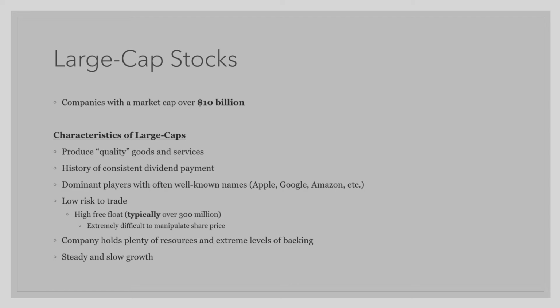The third type of stock are known as large cap stocks. These are companies with a market cap over $10 billion. Large caps are also identified by a series of characteristics. For example, large caps produce quality goods and services. They hold a history of consistent dividend payments. They are also dominant players with often well-known names such as Google, Apple, Amazon, and so on.